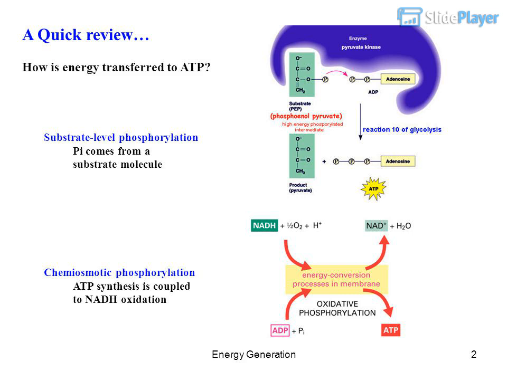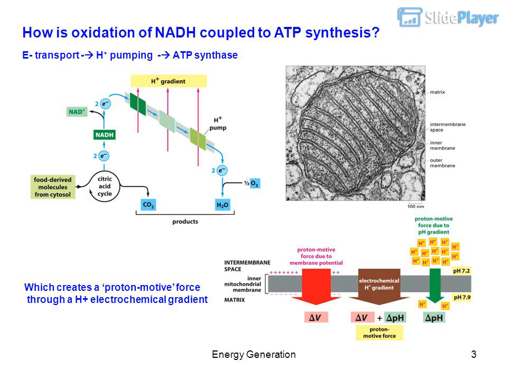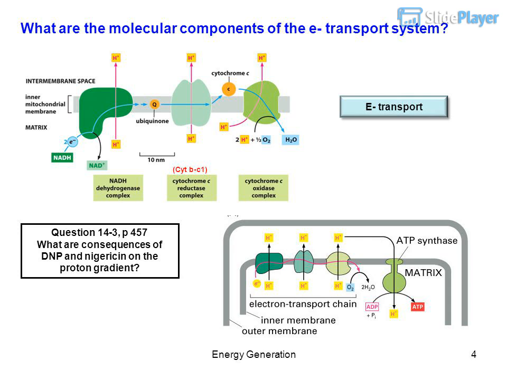Energy generation. How is oxidation of NADH coupled to ATP synthesis? E-transport, H+ pumping, ATP synthase, which creates a proton motive force through an H+ electrochemical gradient. What are consequences of DNP and nigericin on the proton gradient?